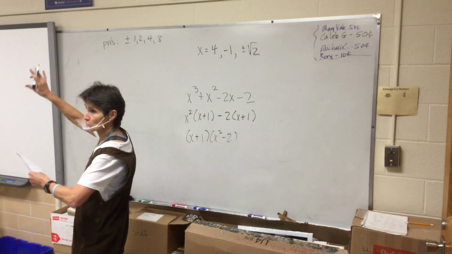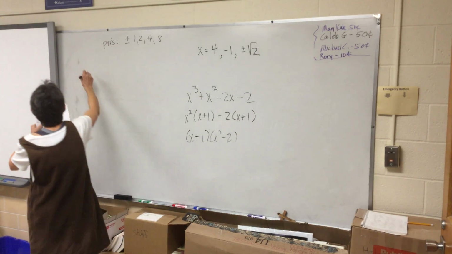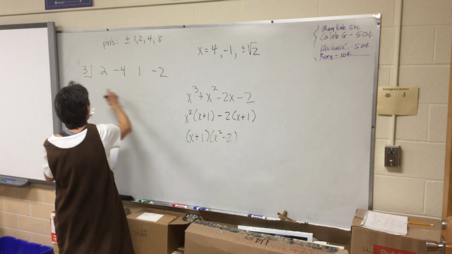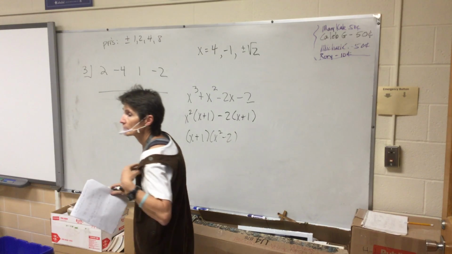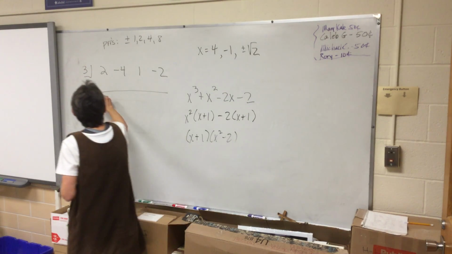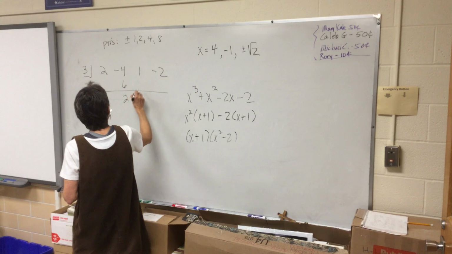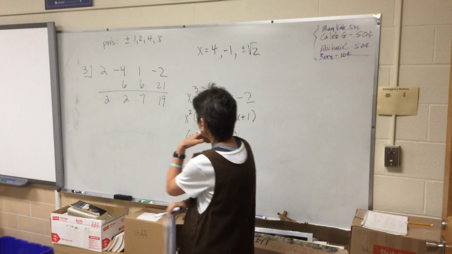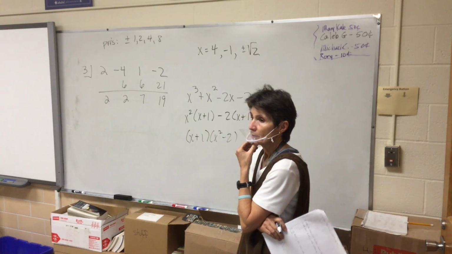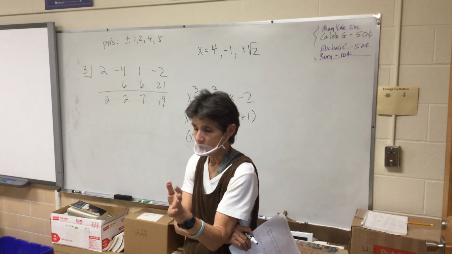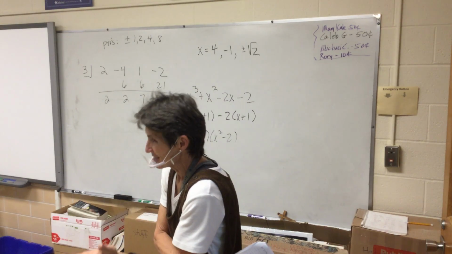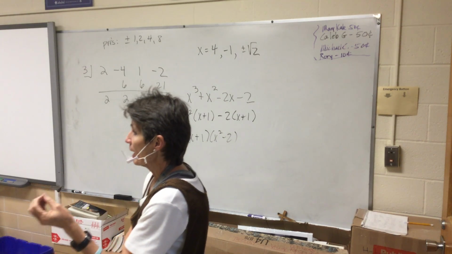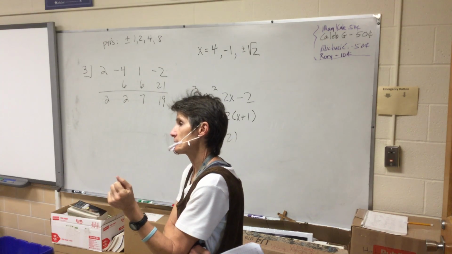Now, with numbers bigger than 3. Now, here's how you do it. Divide 3 in. All right, so here we go. Hopefully I divided right. Now, I didn't get 0. But I didn't expect to hit 0 because I wasn't checking for a root. I'm checking to see if this is an upper bound.